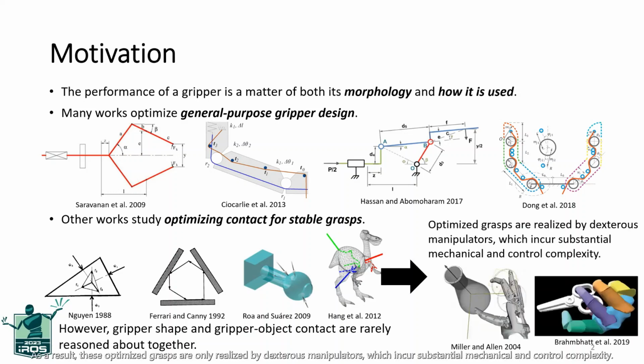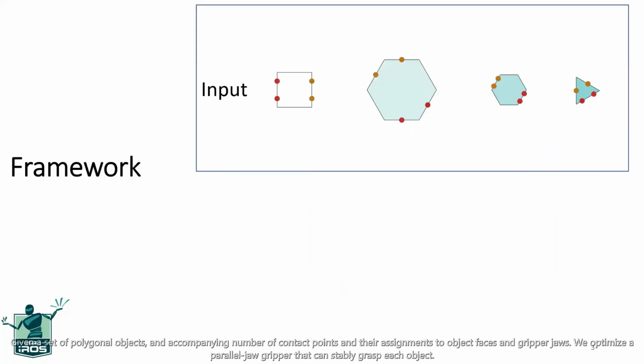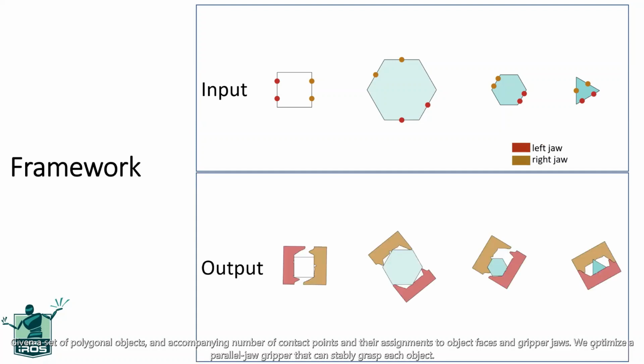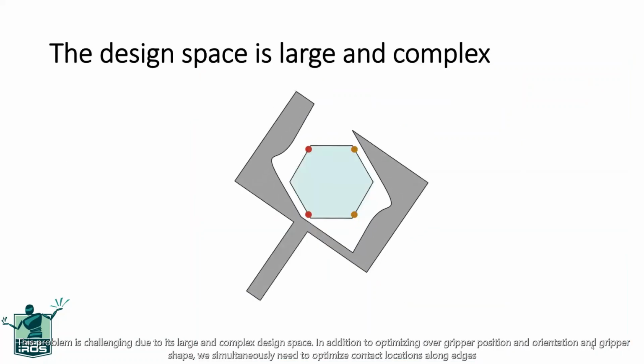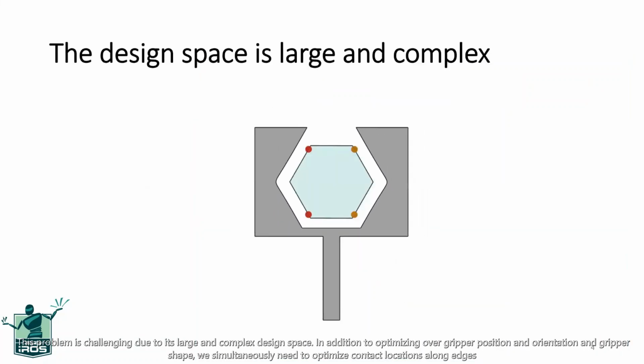As a result, these optimized grasps are only realized by dexterous manipulators, which incur substantial mechanical and control complexity. Given a set of polygonal objects, an accompanying number of contact points, and their assignments to object faces and gripper jaws, we optimize a parallel jaw gripper that can stably grasp each object. This problem is challenging due to its large and complex design space.